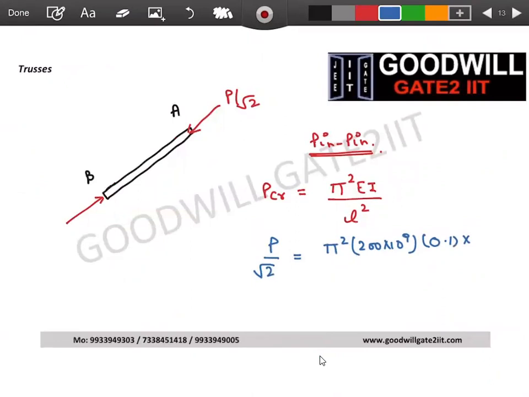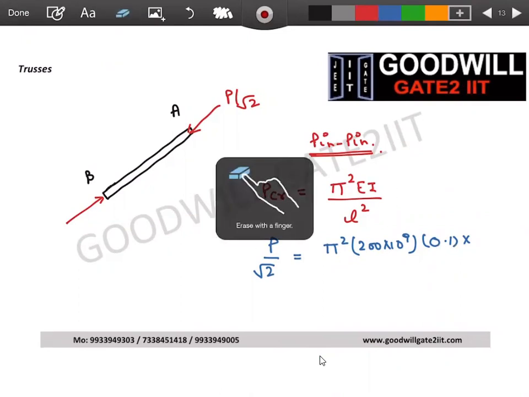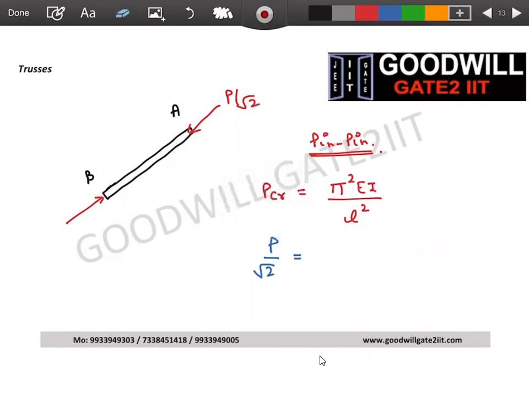If you want to convert everything, make sure, yeah. So, okay, it's fine. If you want everything in millimeters, then E should be taken in megapascals. I want everyone to have a clear understanding.